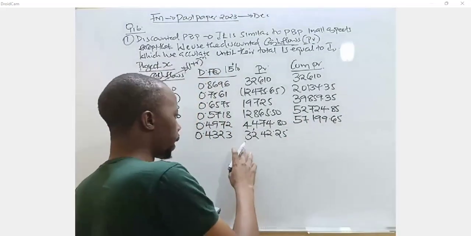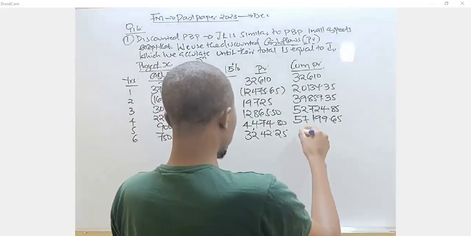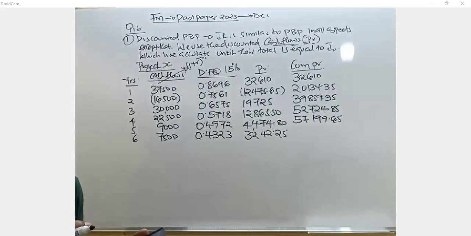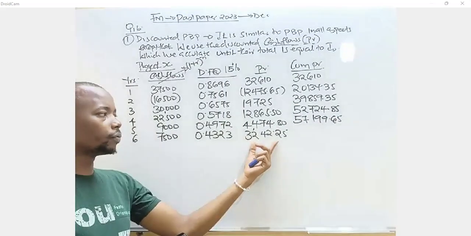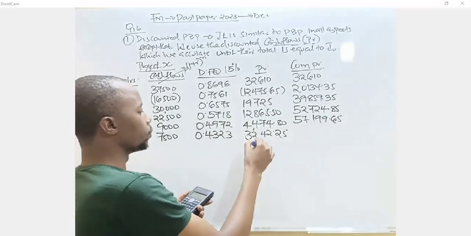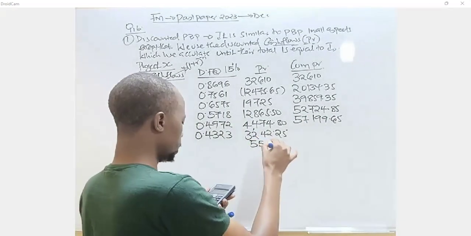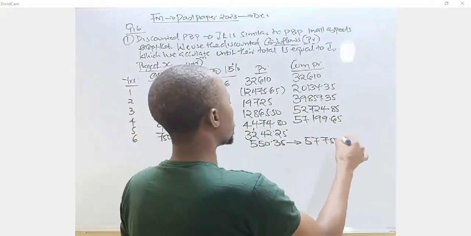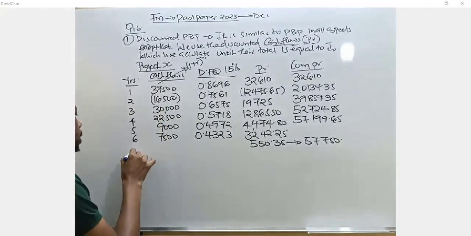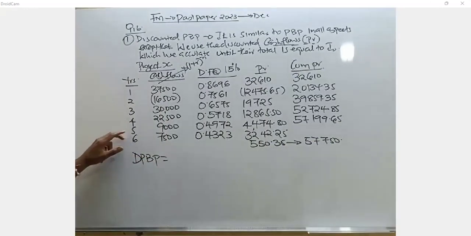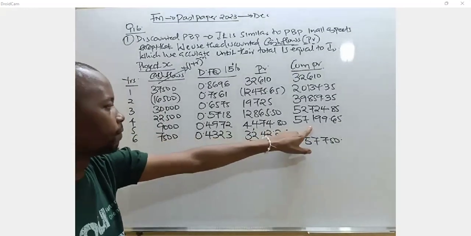So how much do we require here? Because what you are getting here, let me minus 57,750. It means from the last year, we don't require the whole present value of 3,242.25, but you only require a present value of 550.35 to attain 57,750. So when you are calculating your discounted payback period, we are going to be saying we have already taken the full present values for the 5 years.